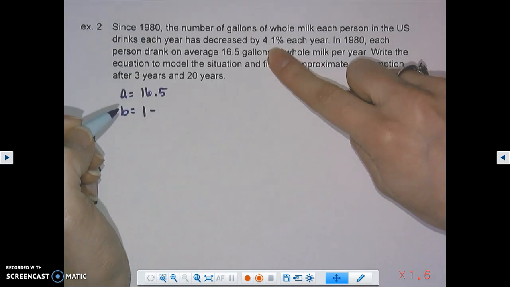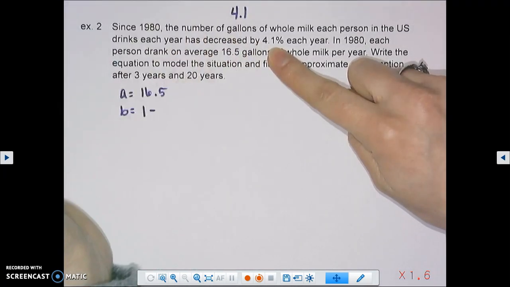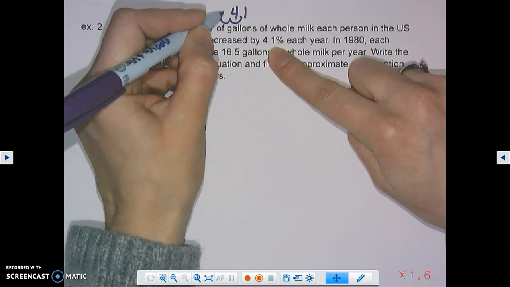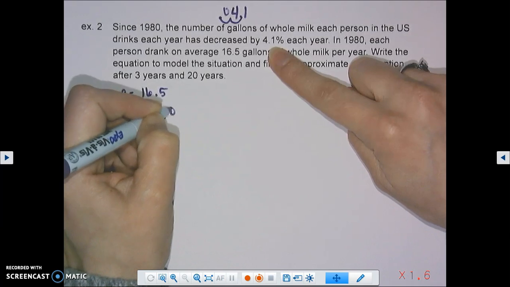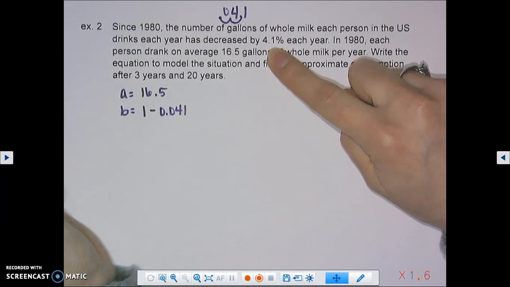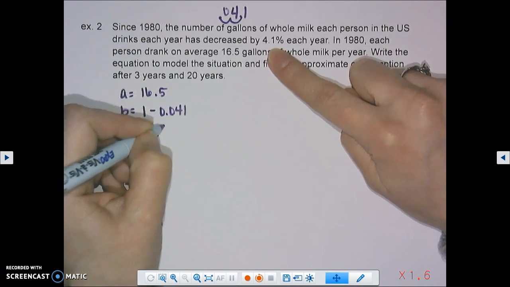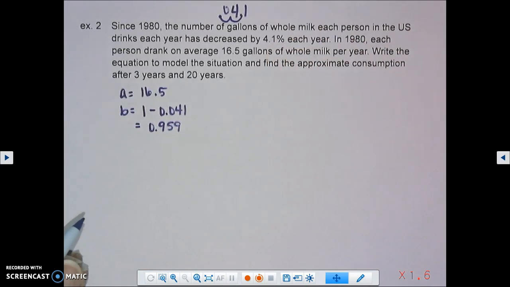Okay, so if we have 4.1, let's do this up here really quick. If we have 4.1 as a percent, we got to turn that into a decimal. We're moving it 2 spaces over here. So we're taking 1 minus 0.041. That's going to give us a B value of 0.959. Okay, so it should be less than 1 because we're getting smaller as we're going.